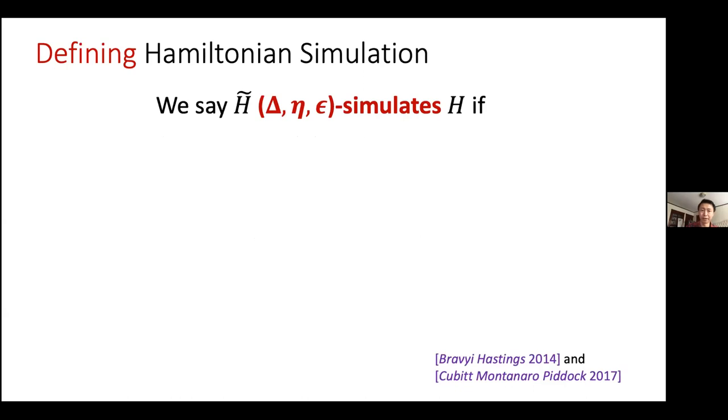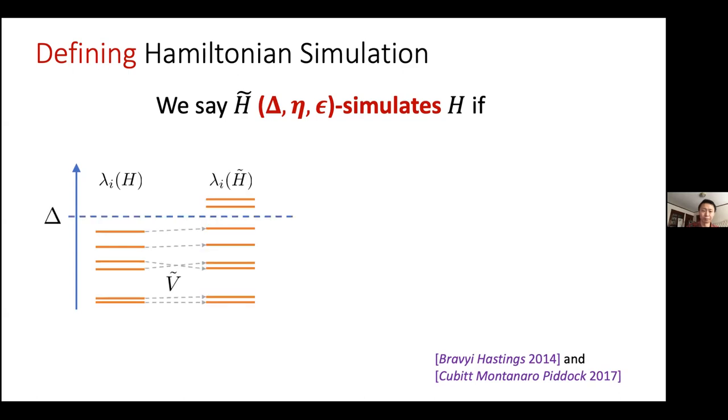So I start by defining what Hamiltonian simulation is. This has actually been nicely formalized in two works by Bravyi, Hastings and Cubitt, Montanaro and Piddock. What they propose is that if you give me a target Hamiltonian H and you look at all of its eigenstates, then we say H tilde simulates H if you can encode all of the eigenstates and eigenvalues of the original Hamiltonian as the low-lying part of the spectrum of the new Hamiltonian below some energy cutoff delta. And the encoding is done by some isometry.